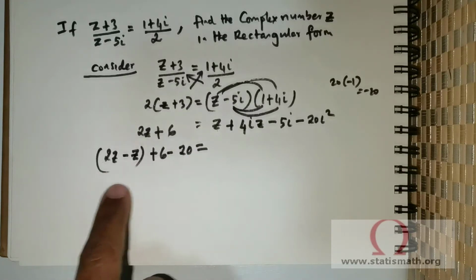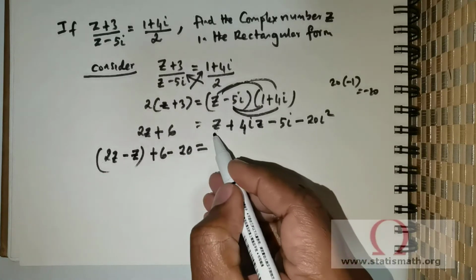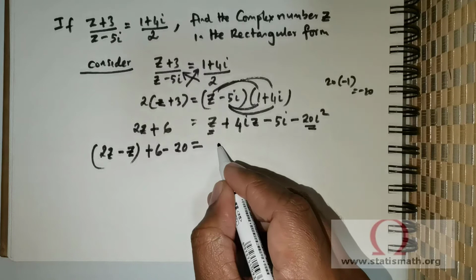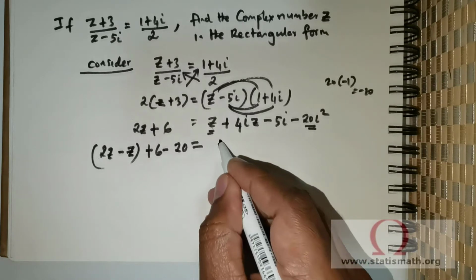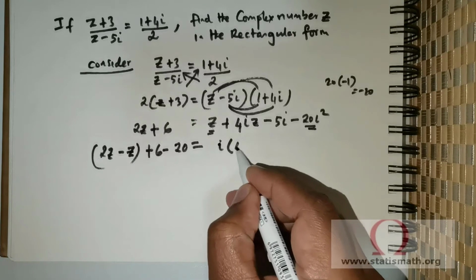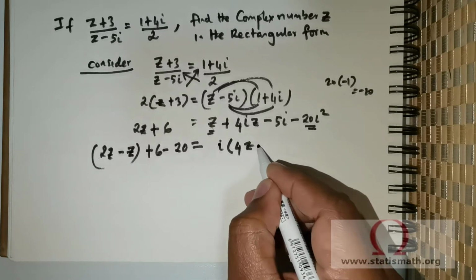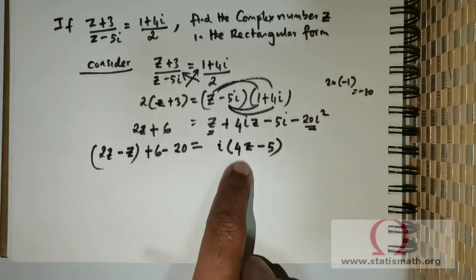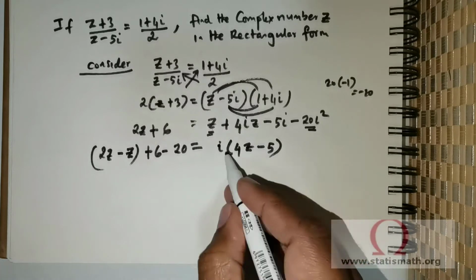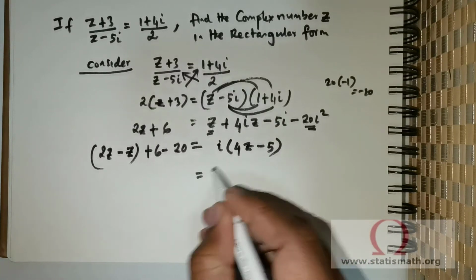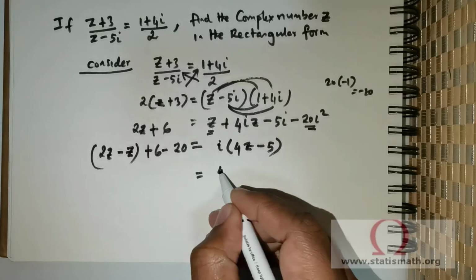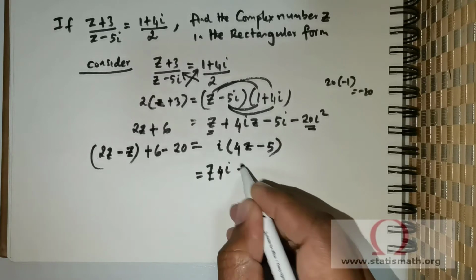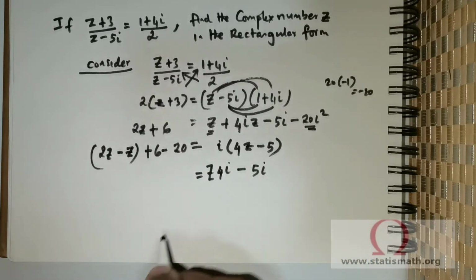So this is for the real part. Did I miss anything? I have taken care of the z, I have taken care of -20. Now let me take i out. If I were to take i out, this is going to be 4 times (z - 5). This is what I'm getting, but we need z, so this representation is not going to work for us. So I would rather write this as z times 4i - 5i. I think this is the best way.